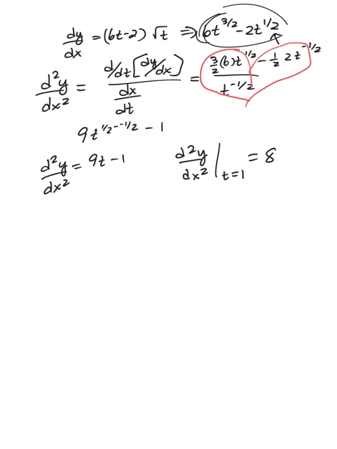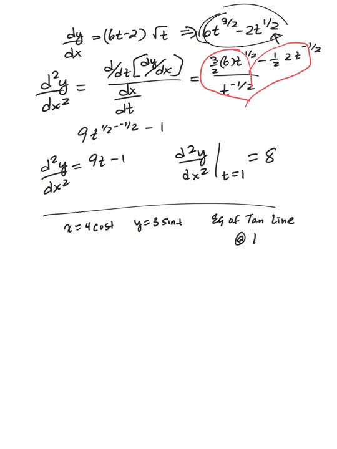Okay, what do they love to ask you on this topic? Tangent lines. So let's say we have x equals 4 cosine t, y equals 3 sine t. And I want to write the equation of the tangent line at t equals 3 pi over 4. Okay, so number one, you need to get a point, right? So I have x of 3 pi over 4. Substitute that in. That's going to be 4 times cosine of 3 pi over 4.